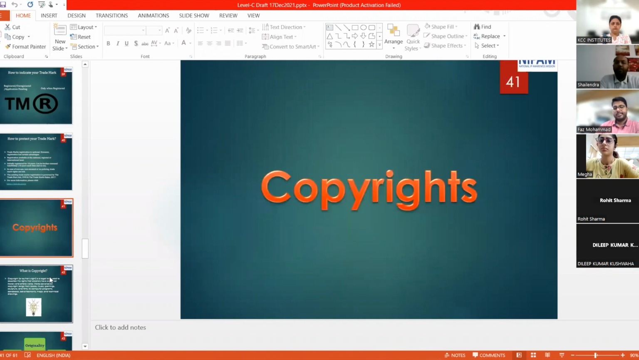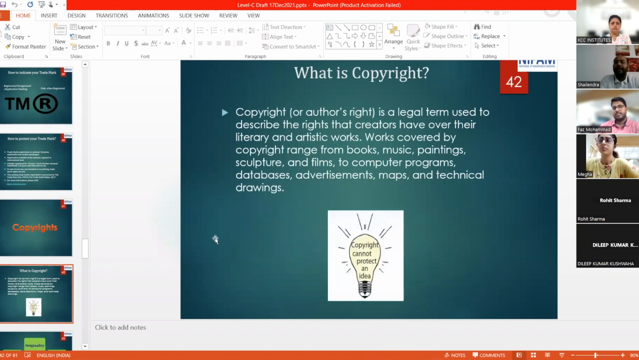Now, copyright is basically a legal right which is given to artistic or literary work like books, writing, music, painting, sculpture, film. So this is a right related to the authors, or the music industry, or different art forms.